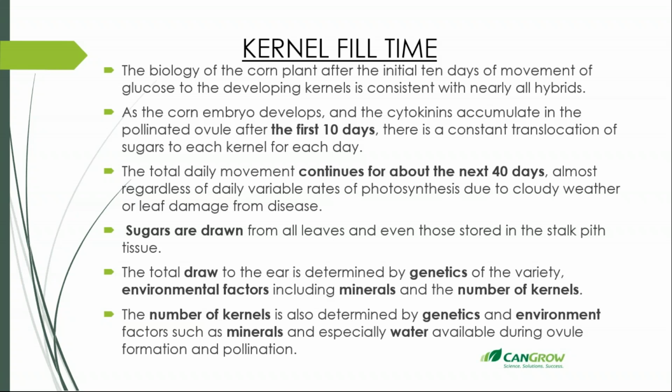So how do we speed up? How do we move more sugars? How do we convert those sugars into starches? How do we increase the metabolism or the rate of conversion? Sugars are drawn from the leaves, as we know. They are stored in the stalk pith tissue. We know that. The total draw of the ear is determined by genetics. We talked about it: environmentals, minerals, number of kernels. The number of kernels is determined by genetics, environmental, minerals, and water. Water available during the pollination is very critical.